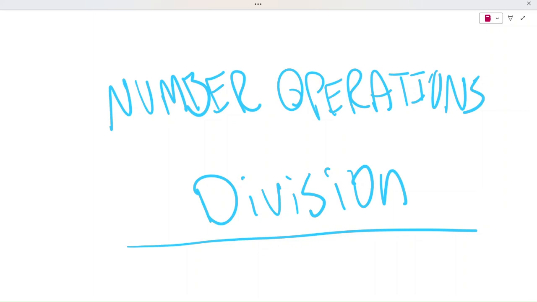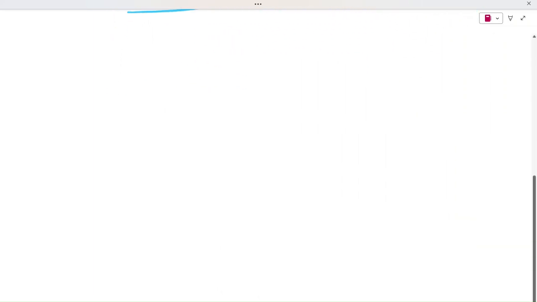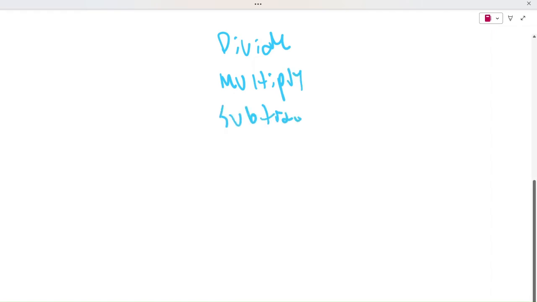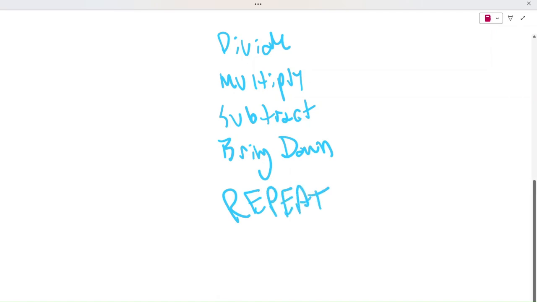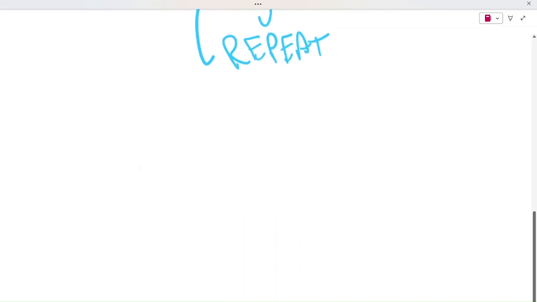Today we're going to learn how to divide. So let's get into some examples. Before we start, I like to think of this order. First we divide, then we multiply, then we subtract, then we bring down, and then we repeat these steps. Boom, boom, boom, boom. So let's get into some examples.